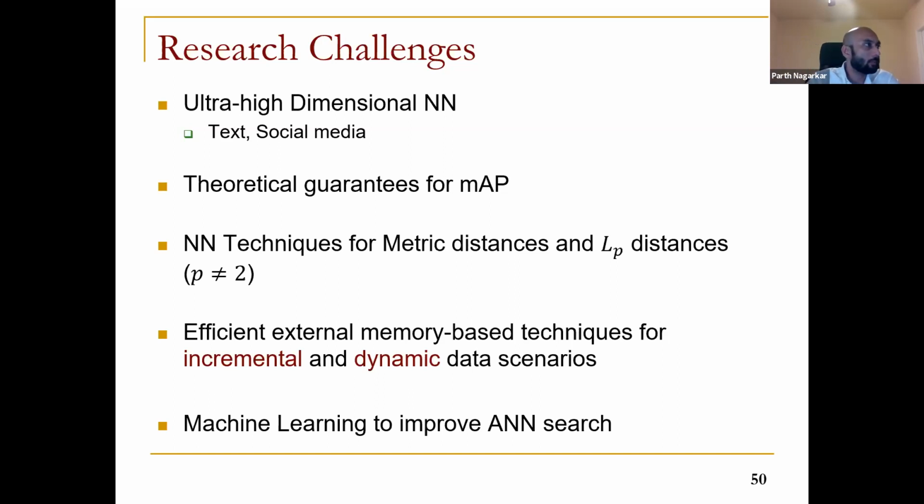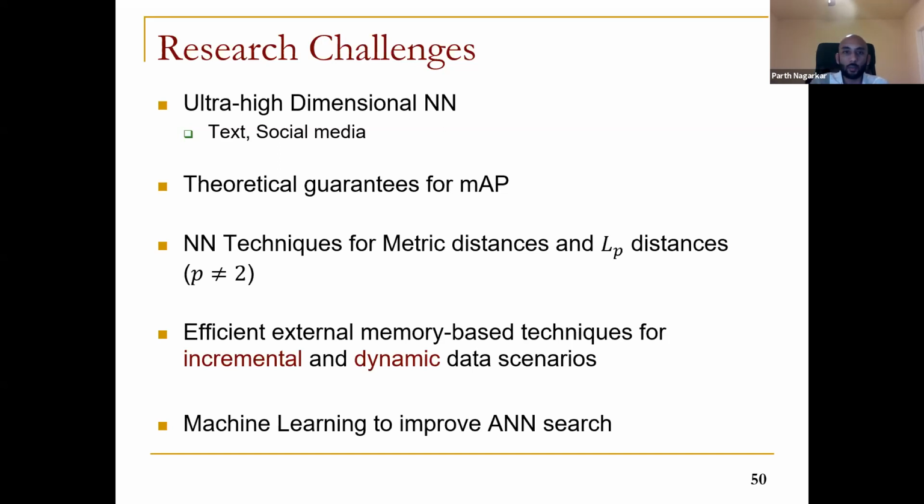Okay, so to finish our presentation, we mentioned some of the research challenges that we see for the next few years. One thing is ultra high dimensional nearest neighbors. There are several papers, though not as many as for high dimensional nearest neighbors, but how can we have efficient external memory implementations for really ultra high dimensional nearest neighbor problems?